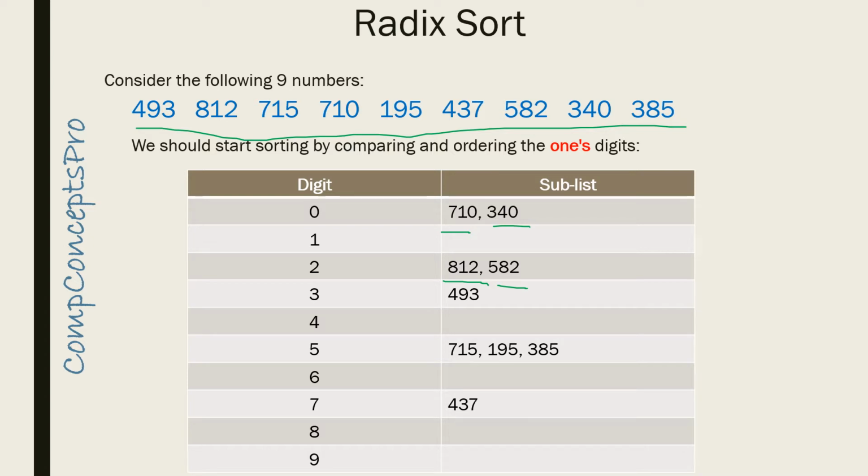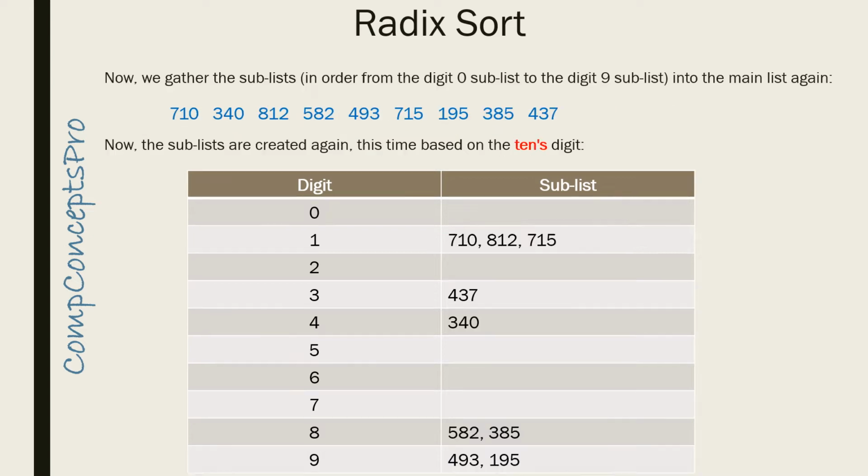After placing all the numbers at their proper positions, we will recollect all the numbers one by one from the table, but we will not disturb their order, which means first we will collect 710, 340, then 812, 582, 493 and so on. So this is our new list, but this is also not sorted as yet.